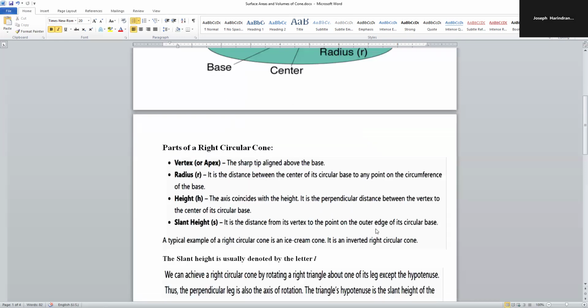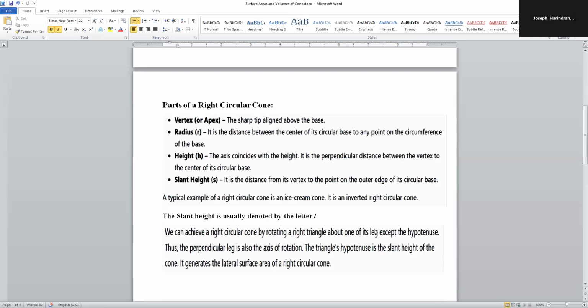First of all, the parts of a right circular cone. The vertex, also known as the apex, is the sharp tip above the base. The radius, represented by small r, is the distance between the center of its circular base to any point on the circumference of the base. It's nothing but the radius of the circular base.